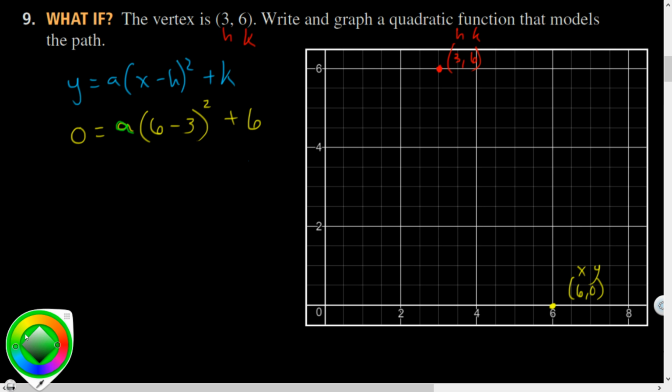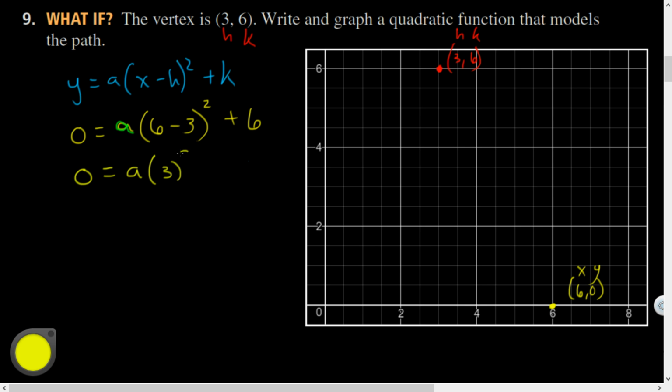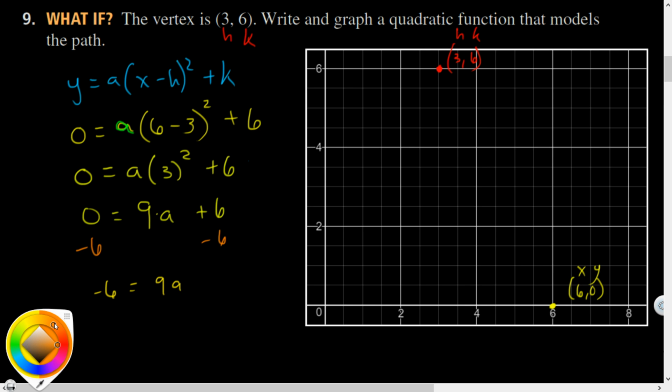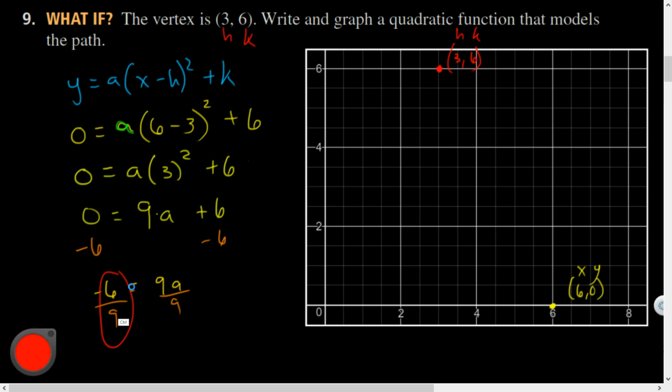All right, so here we go. Mr. Waddy's back. I'm going to have 0 equals a times 6 minus 3 is 3 squared plus 6. 3 squared is 9, so I'm going to write that as 9 times a. Similar to the last problem, this time I'm going to just subtract 6 from both sides. So I'll have negative 6 equals 9a, and then divide both sides by 9. And 6 and 9 are both divisible by 3. So 3 goes into 6 twice and into 9 3 times. So I'm going to get a is equal to negative 2/3.